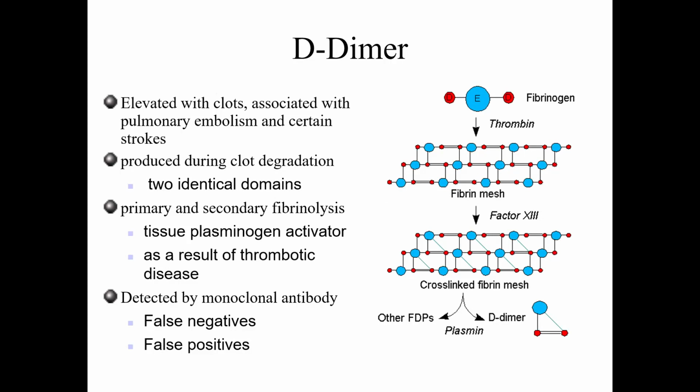D-dimer is something that can be tested for, and it's elevated with clots, so it's associated with pulmonary embolism and certain strokes. It's produced during clot degradation. There are two identical domains: primary and secondary fibrinolysis, tissue plasminogen activator, and as a result of thrombotic disease. It's detected by monoclonal antibody, which can lead to false negatives and false positives, but D-dimer levels are elevated when there's a clot.